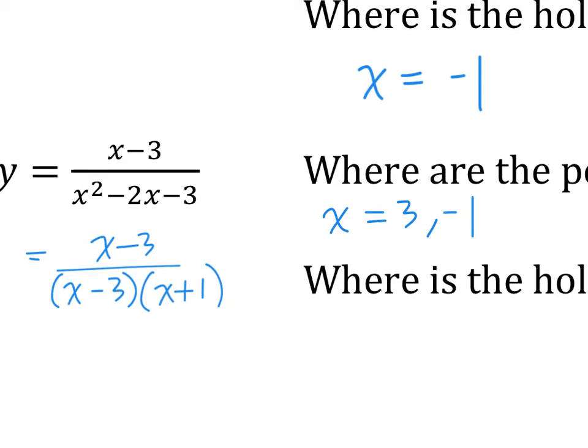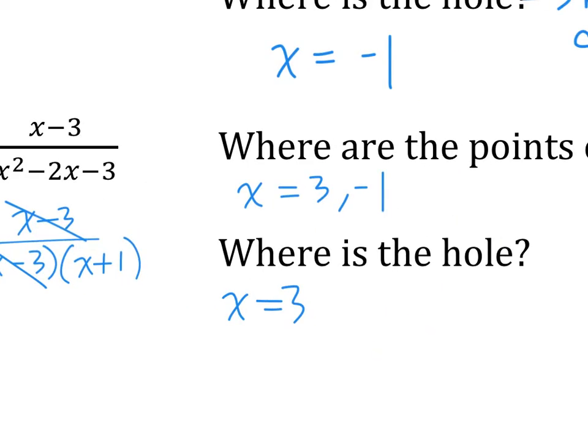Okay, so is there anything that cancels? 3. Yeah, x minus 3. So then x equals 3 is what kind of discontinuity? Removable, because I removed the factor. What about x equals -1? Non-removable. Yes, non-removable, because I didn't remove it.